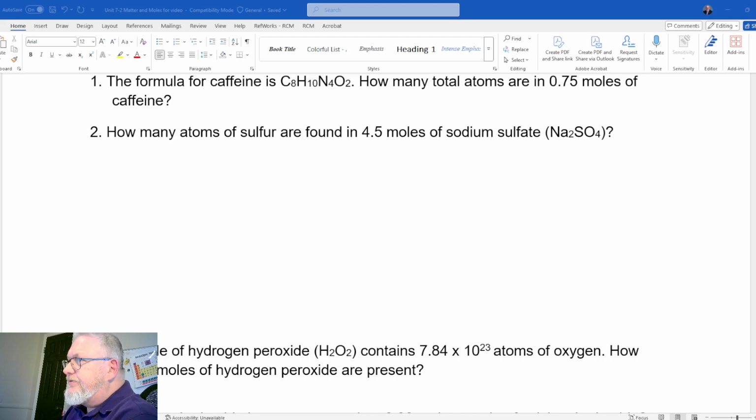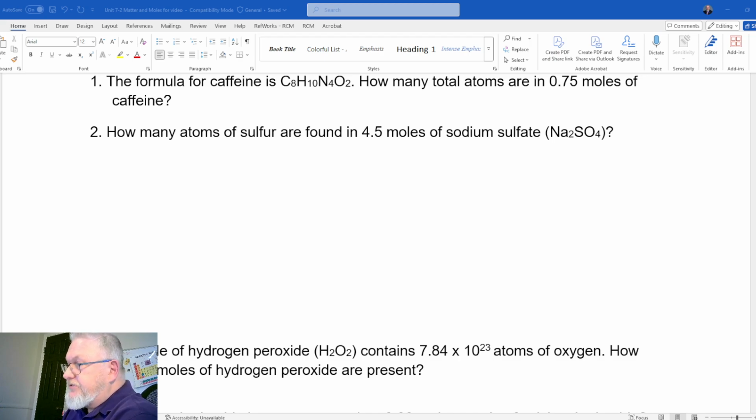Now let's think about this. If I've got 1 mole of sodium sulfate, I gave you the formula. I look here. I've got 2 moles of sodium. For every 1 mole of sodium sulfate, I've got 2 moles of sodium, 1 mole of sulfur, and 4 moles of oxygen. I can draw it out, I don't need to. So for every 1 mole, I've got 1 mole of sulfur. So that means I've got 4.5 moles of sulfur.